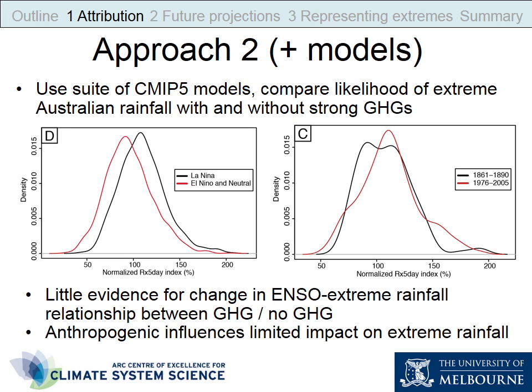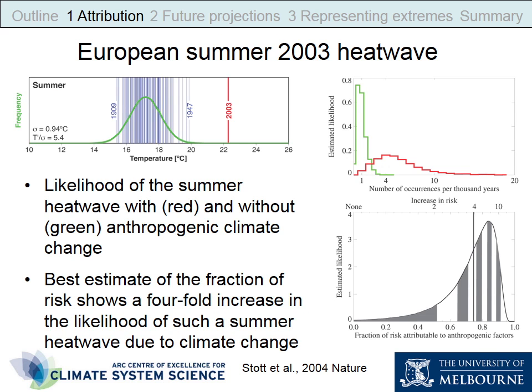So this approach has been used for a lot of different examples, and some of them have actually found really clear anthropogenic signals. And this is an example here of the European summer heatwave from back in 2003. So this was an extremely warm summer, and it suggested that it was probably the hottest summer in Europe since 1500 AD. And in France alone, this heat wave was associated with 14,000 extra heat-related deaths.